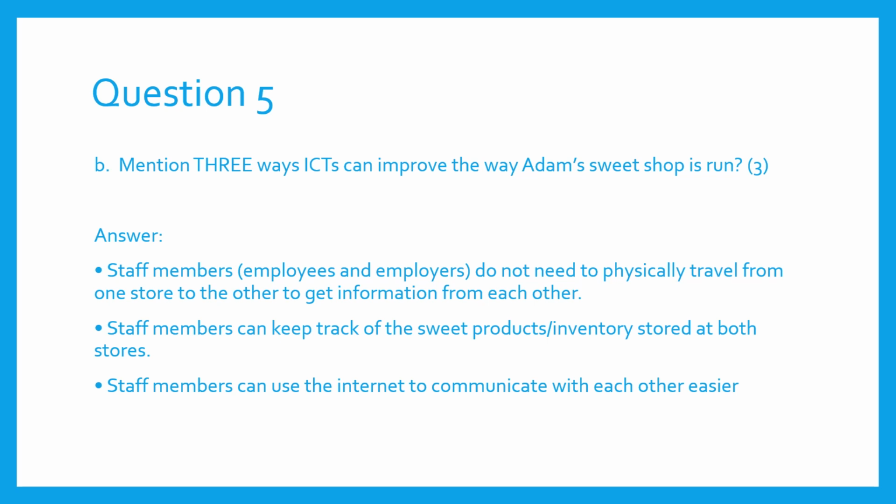Mention three ways ICT can improve the way Adam's sweet shop is running. Staff members, employees and employers don't need to physically travel from one store to the other to get information from each other. Staff members can keep track of sweet products inventory stored at both stores. Staff members can use the internet to communicate with each other more easily.